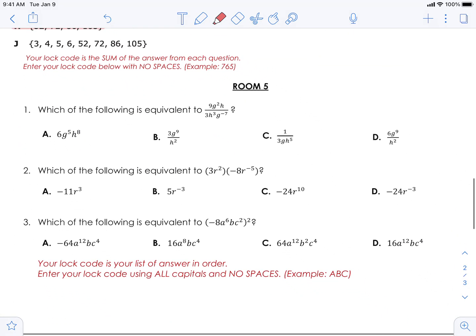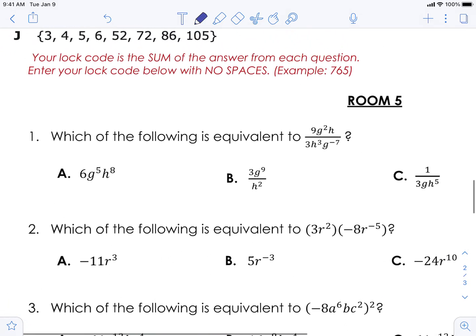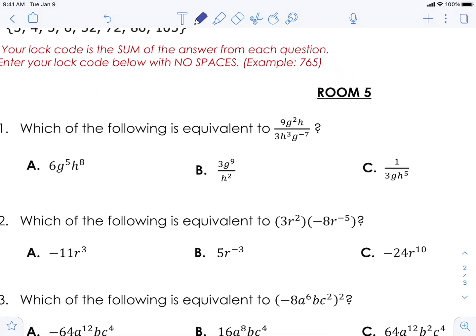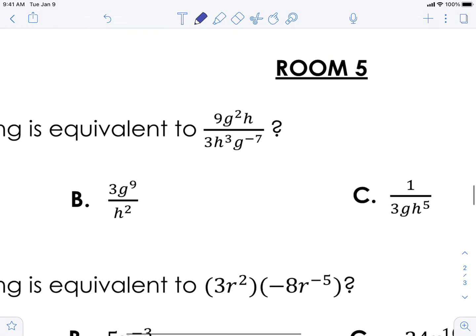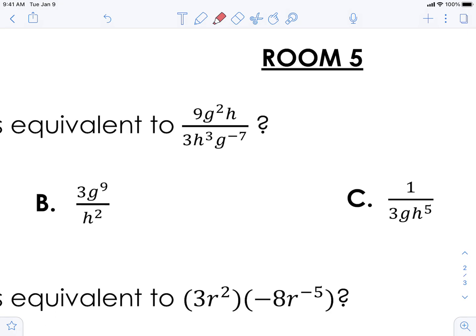Looking at the next one, we have some exponent properties that we need to remember. It says, which of the following is equivalent to? Remember, that just means equal to or same as. So we take care of our coefficients first, which is 9 divided by 3. When I divide 9 by 3, I get 3.